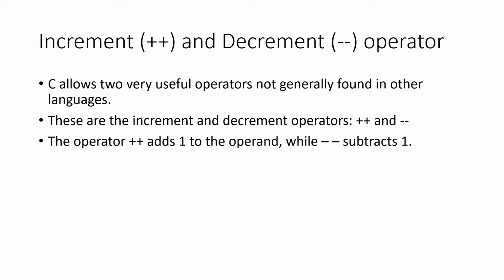Plus plus will add 1 to the operand and minus minus will subtract 1 from the operand. So it's a unary operator. For example, let A be 5, then plus plus A will become 6. If A is 8, then minus minus A will give you 7. There's something which we need to learn in detail, so it will be discussed later with the help of programs.